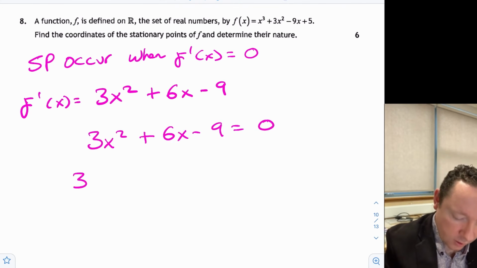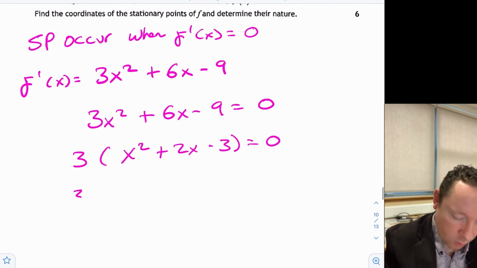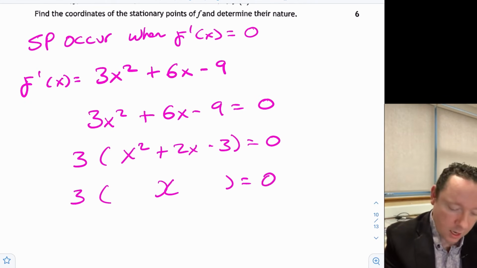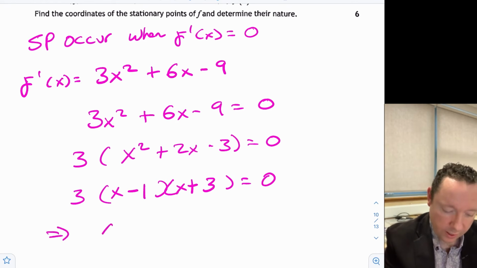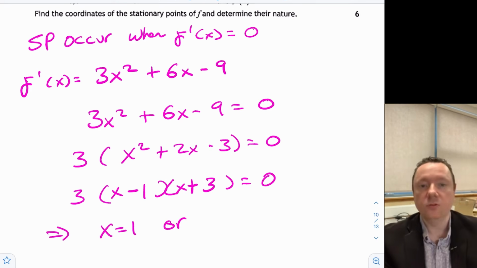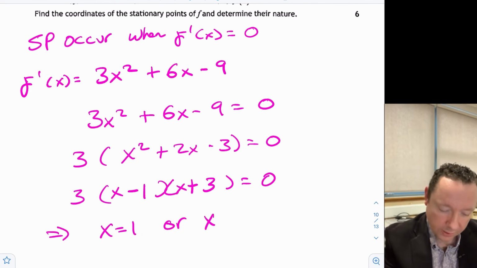3 is a common factor, so we get x squared plus 2x minus 3 equals 0. It's keeping our common factor, a standard one to factorise. We've got x and x. It has to be 3 and 1, and plus 3 minus 1 is 2. So that implies x minus 1 is 0, so x equals 1, or x plus 3 is 0, so x equals minus 3.